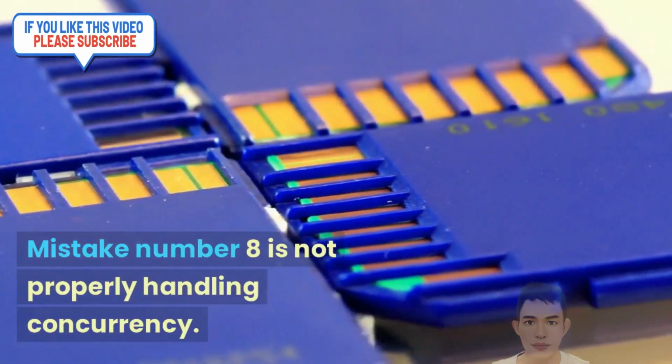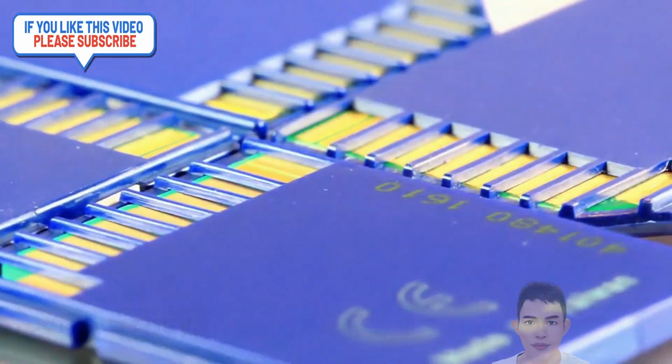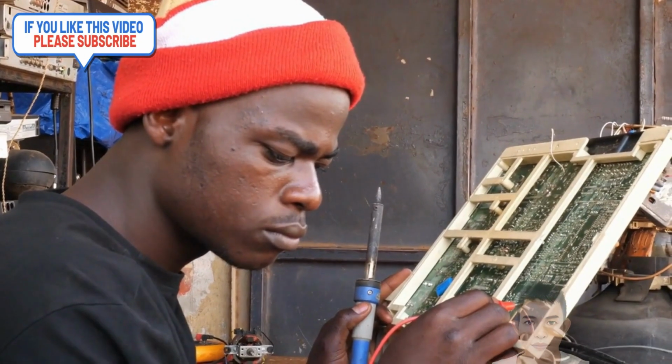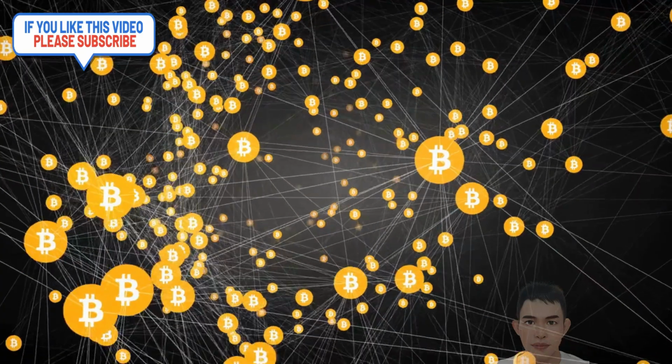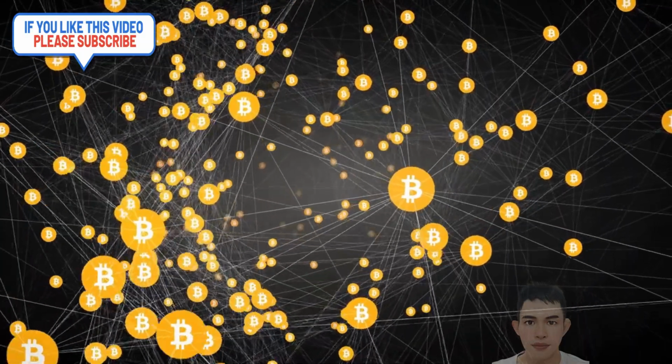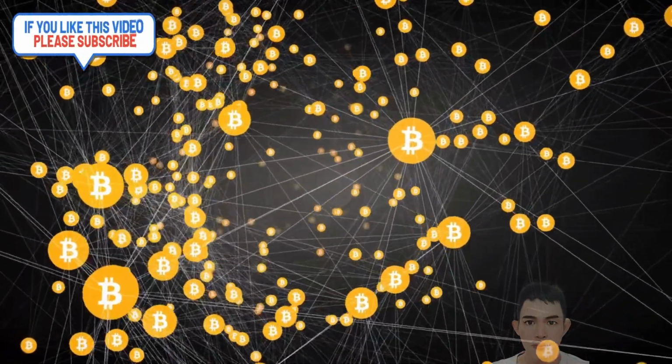Mistake number 8 is not properly handling concurrency. Not properly handling concurrency can lead to race conditions and other unexpected behavior. Make sure to use proper synchronization techniques when working with concurrent code.